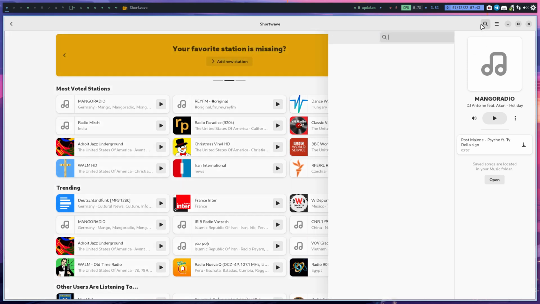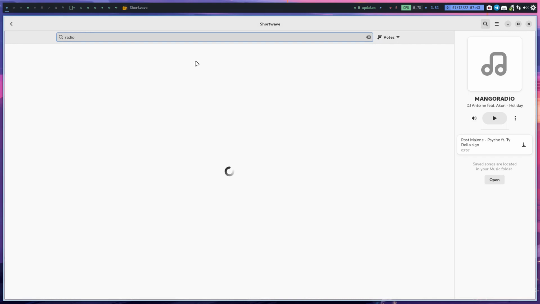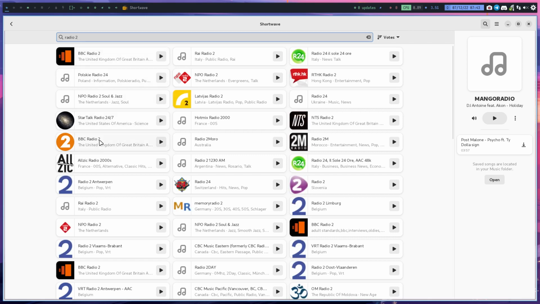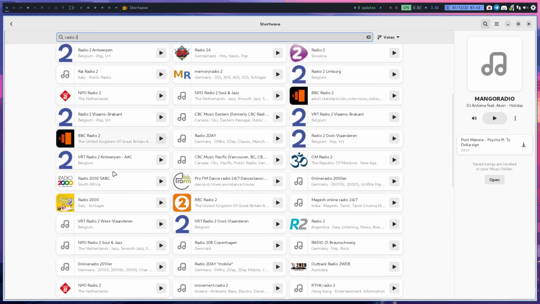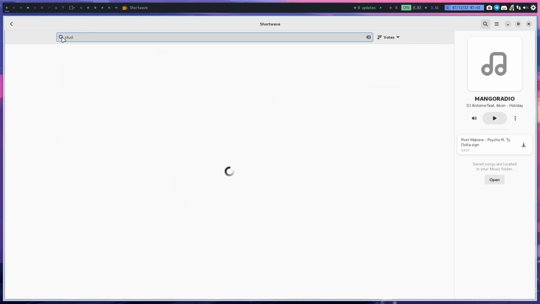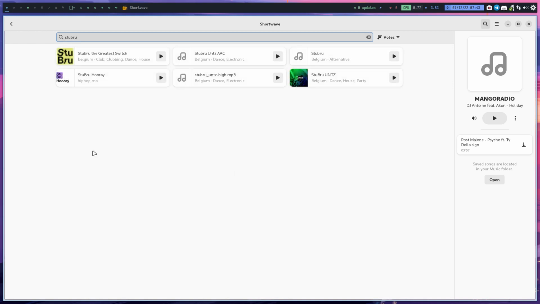So up here as well, I don't know if Radio 2 is there, and Stubru. So BBC Radio 2 is not the same as Radio 2 from us, of course. But there are lots of radios with number 2. And this would be a good hit, right? One of those guys. And Stubru is also from Brussels. Studio Brussels. So the Greatest Switch is a very good list to play.